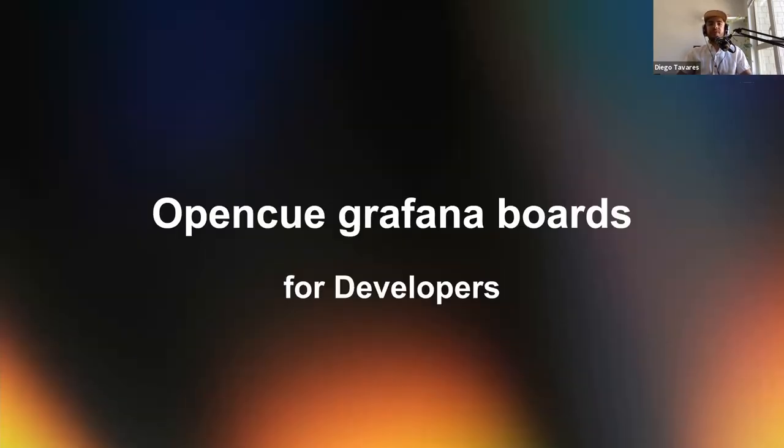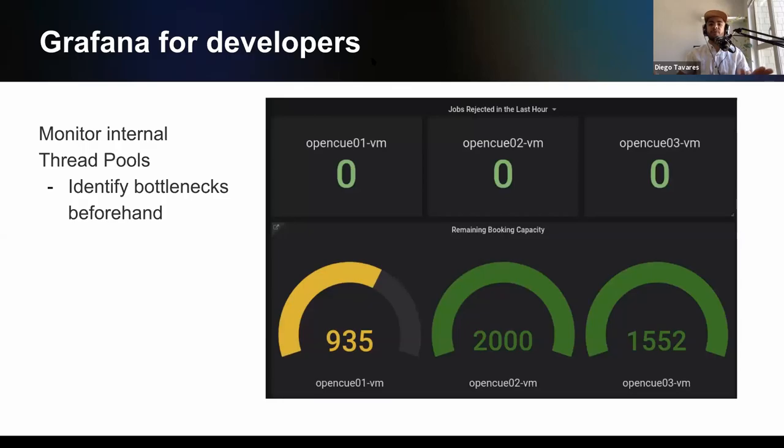And as I mentioned, we have Grafana boards for two different people in the company. We have boards for developers and boards for resources and productions. For developers, the boards are focused on monitoring the internal parts of the system, such as the thread pools. So this is one example. We can see the number of jobs that are being rejected in each of our nodes to monitor if we are having some problems or some bottlenecks happening in one of the services. And we can also see the booking capacity and how that evolves.